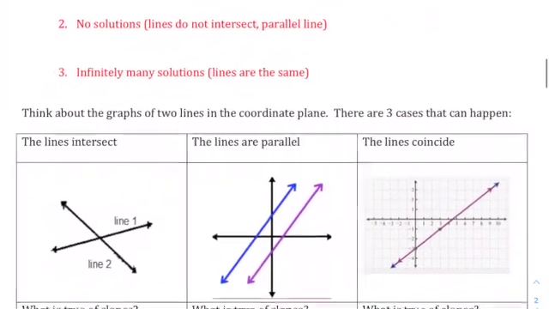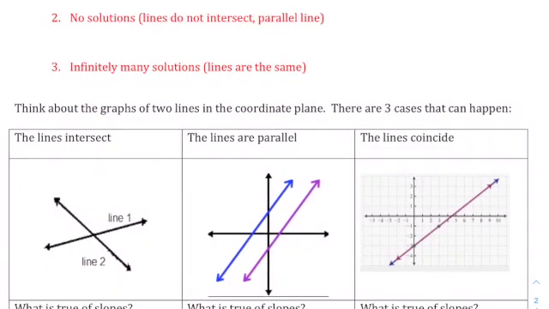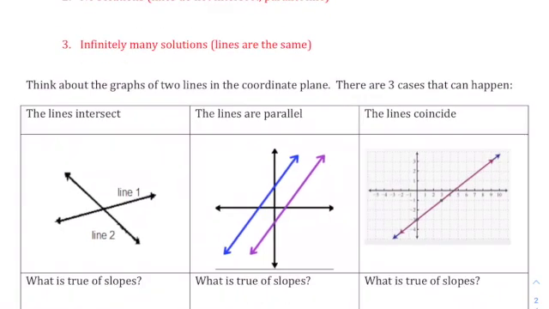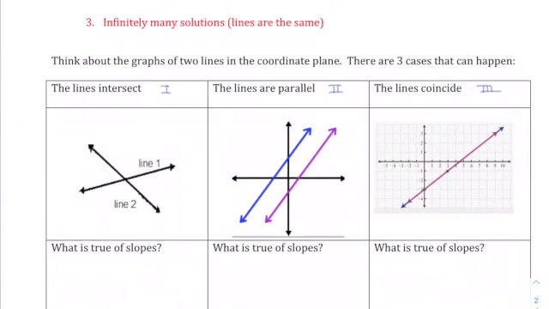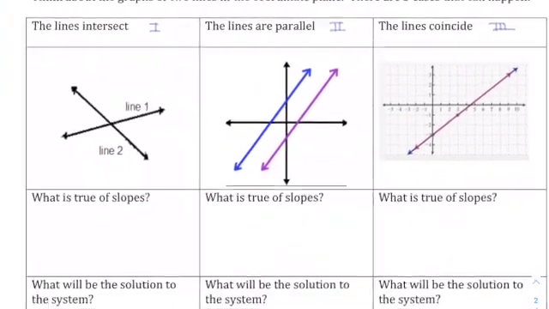All right. So to think about the graphs, with two lines in the coordinate plane, there are three cases that can happen. One, the lines intersect. Two, the lines are parallel. Three, the lines coincide. So this is the first type, this is the second type, this is the third type. Coincide means they are the same line, exactly the same line, right on top of each other. So let's take a look at them.